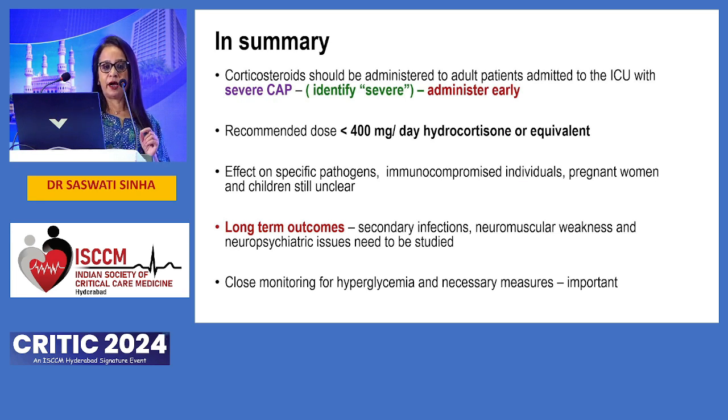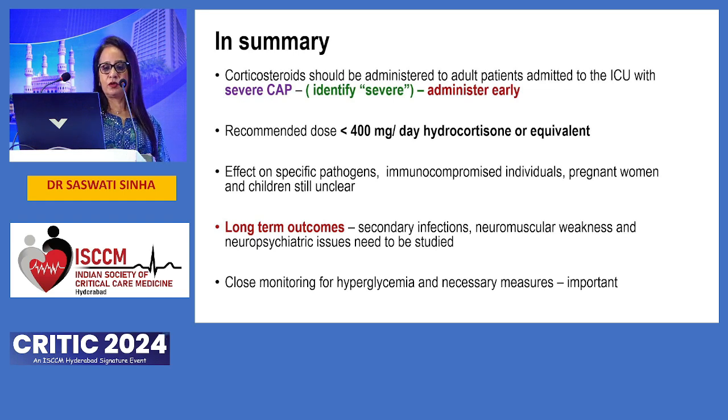It is important to identify the severity, rule out the contraindications, and give it early. The recommended dose should be less than 400 milligrams per day of hydrocortisone or equivalent. The effect on specific pathogens, immunocompromised patients, pregnant women and children are still unclear.